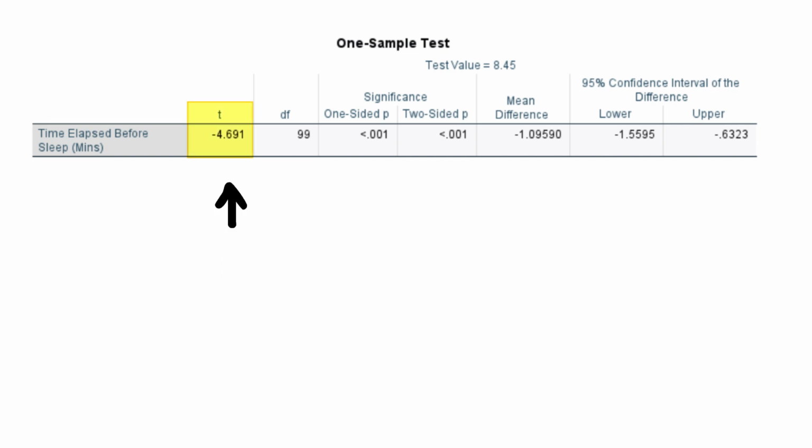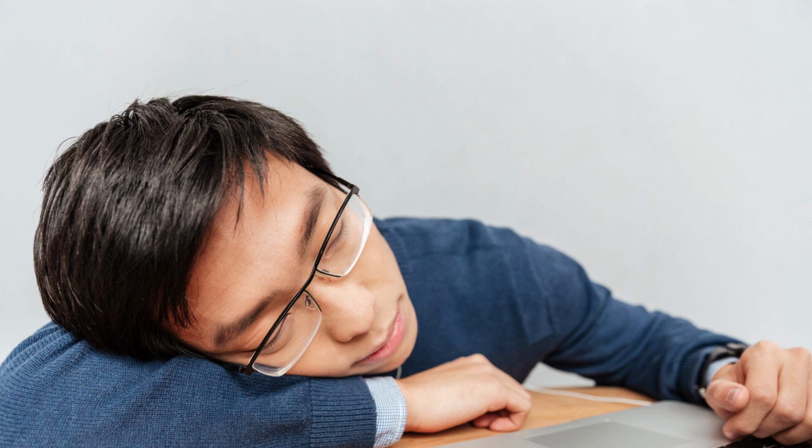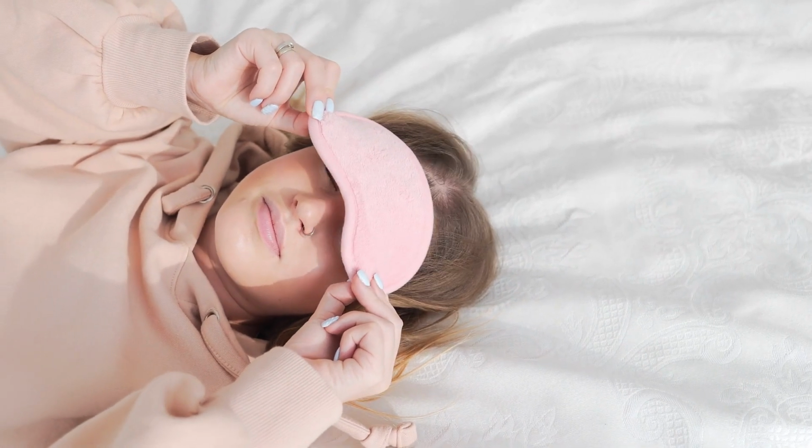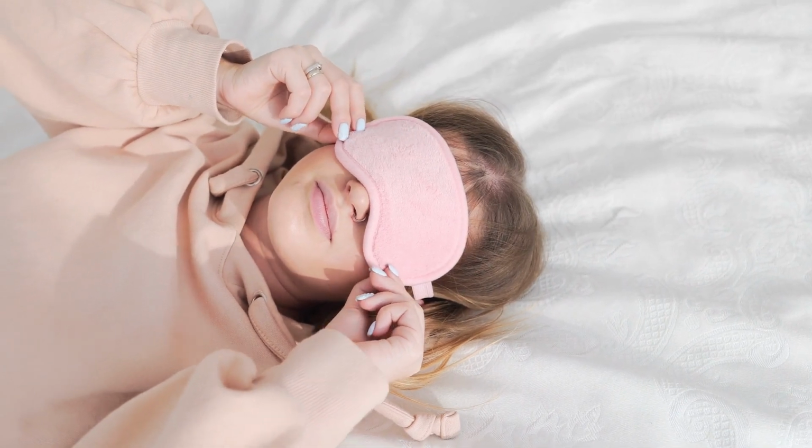The t-value is -4.691 and the significance value, or two-sided p-value, is less than 0.001. Since less than 0.001 is less than the standard alpha levels of 0.05 and 0.01, the difference between the time it took people to fall asleep in a statistics class and the time it took the general population to fall asleep is very unlikely to have happened by chance.